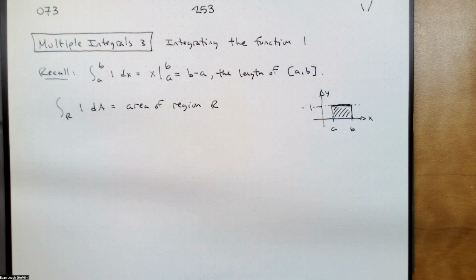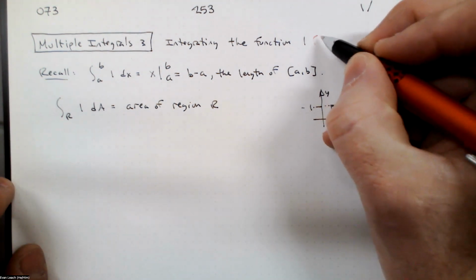For the same reason: we take the area and multiply by a constant height of 1, and we're not changing the value, we're just changing the units. So if we leave 1 with no units, the integral over R of 1 dA will be the area of the region R.